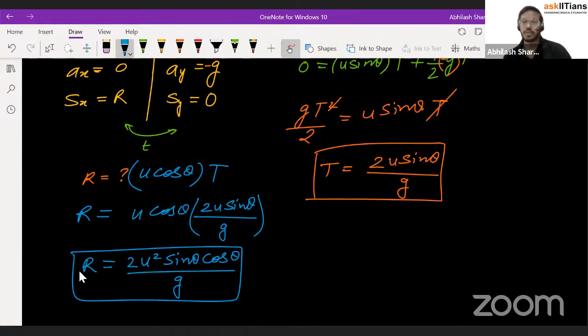Now later when you will learn the trigonometry in detail, you will realize that this 2 sine theta cos theta can be written as sine 2 theta. It's a double angle formula. So you will learn that in trigonometry. Right now we can keep it like this.